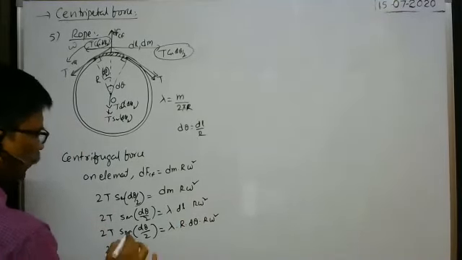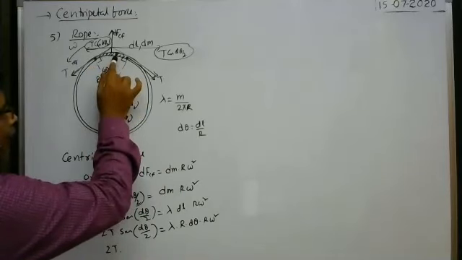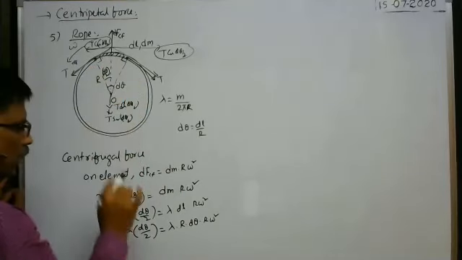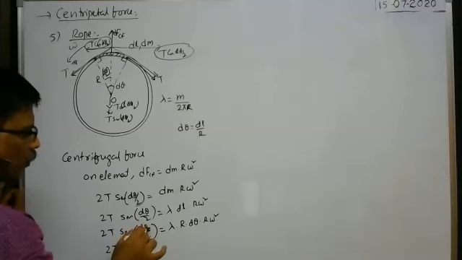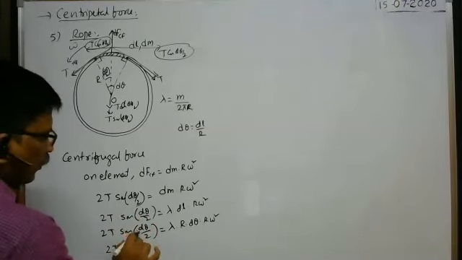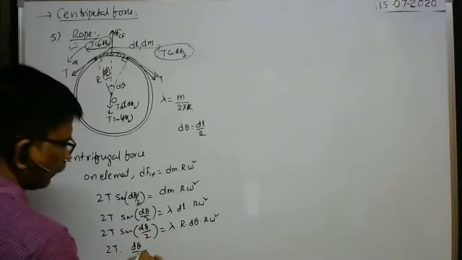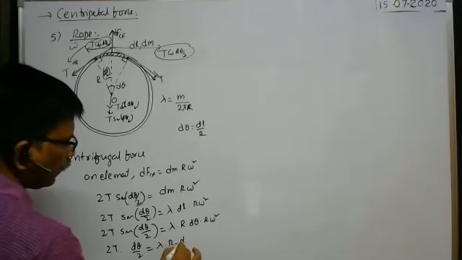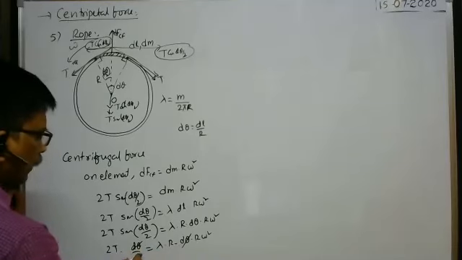Now 2T into, as dl is the length of the element, the angle subtended by the element at the center is also very small. That's why d theta is very small. Hence sine of a very small angle can be written as the angle itself. That's why sin(d theta by 2) can be written approximately as d theta by 2 only. That is equal to lambda r into d theta into r omega square, of course r square here. D theta cancels. 2 cancels here, no?